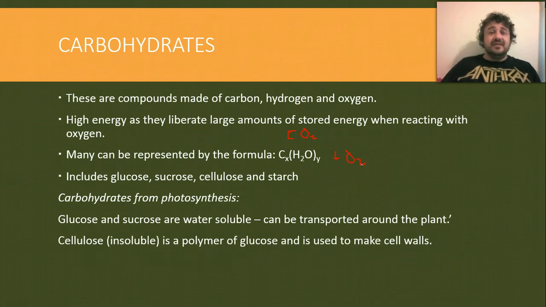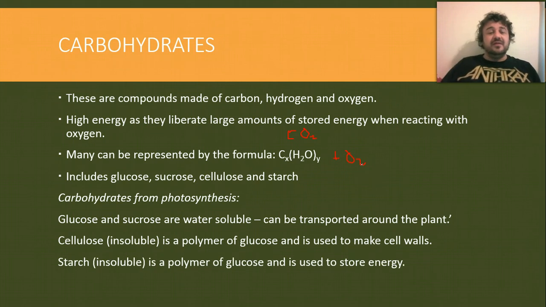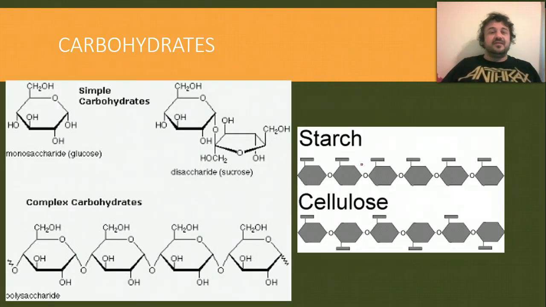Cellulose, which is insoluble, is a polymer of glucose and is used to make cell walls. Starch is also a polymer of glucose, also insoluble to a point, and is used to store energy. It's the plant's fat cells. So animals have fat cells, plants have starch.